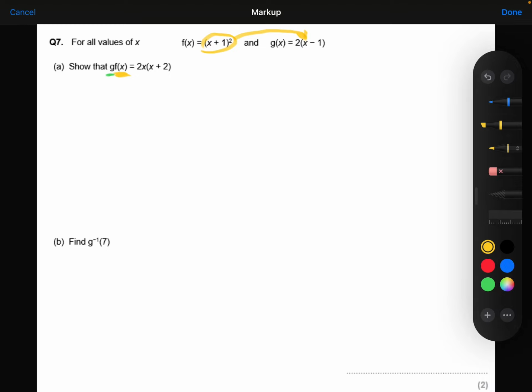Now, quite a few brackets going on here. So before I do any substitution, I'm actually going to expand these brackets out, just to try and make my life a little bit easier, hopefully. So expanding the brackets on the f of x first. x times x is x squared. The x times the 1 is x, with 2 of them. And the 1 times the 1 is 1.